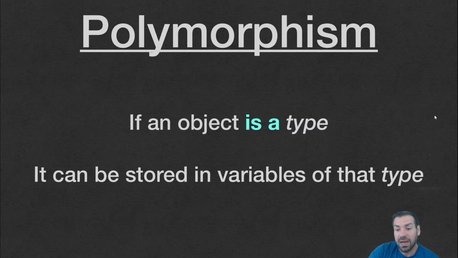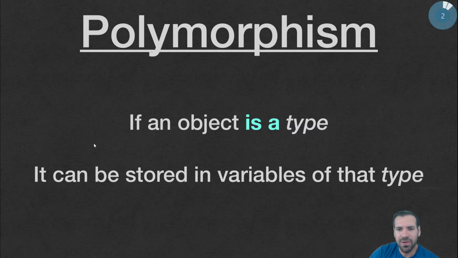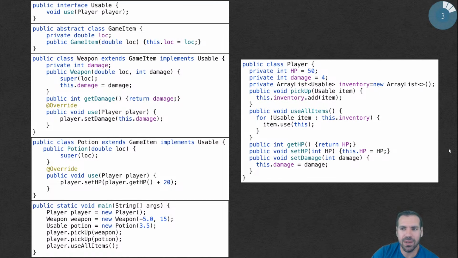So polymorphism: if an object is a type, it can be stored in variables of that type. Cool. I remind you that we have interviews also in the fall and spring semester, so that's why I remind you of this so many times, to make sure everybody knows it for the interviews. Oh, I did mention that earlier, didn't I?